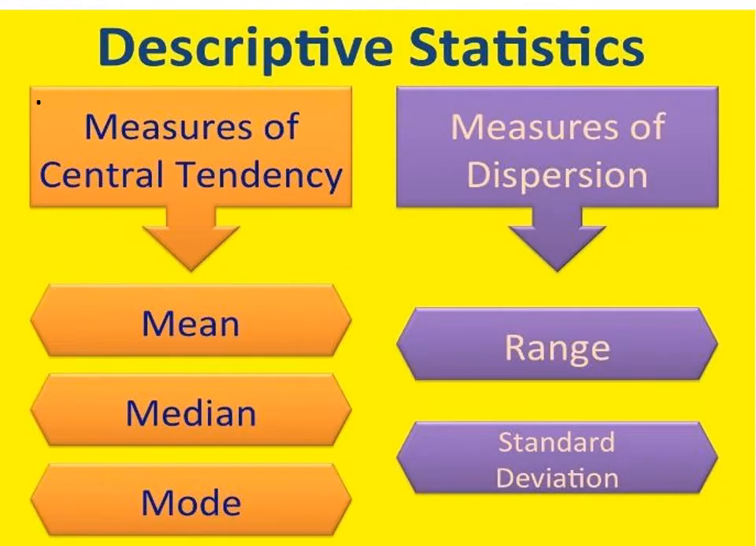You know that in descriptive statistics, the measures are divided into two types. One is the measures of central tendency. Central tendency means you have to find the data's mean, median, and mode for data management. The other part is the measurement of dispersion, which you do to find the range and standard deviation of the data.